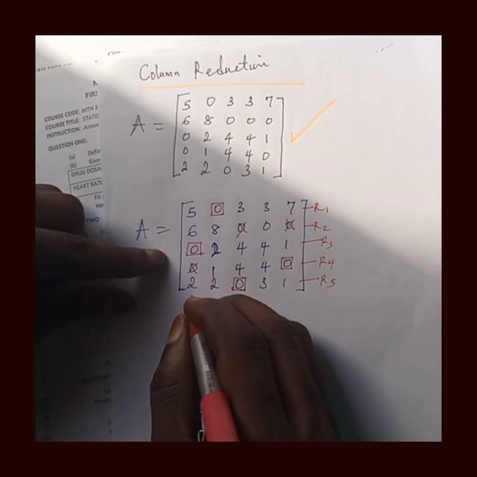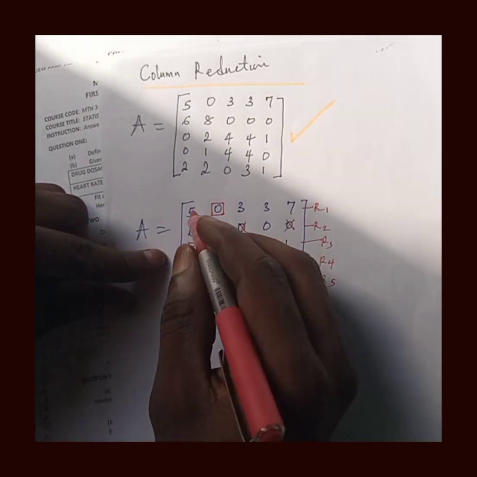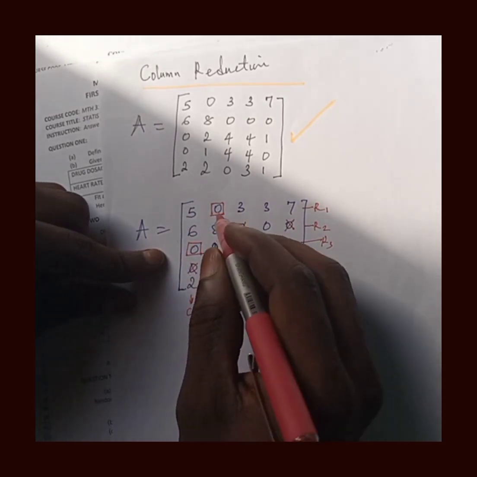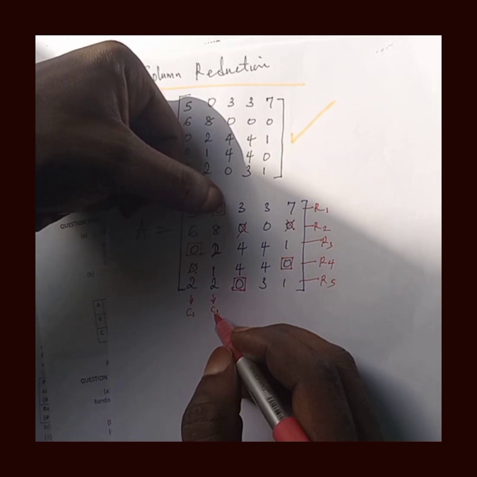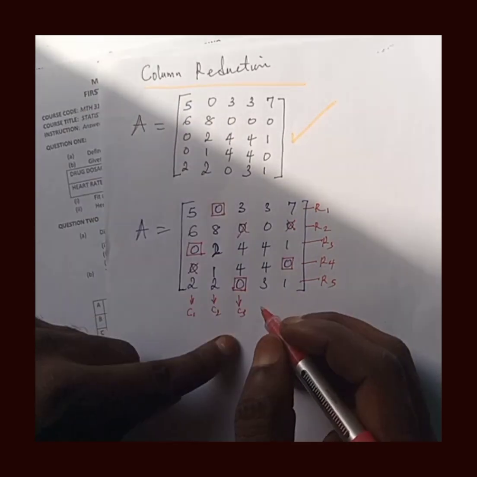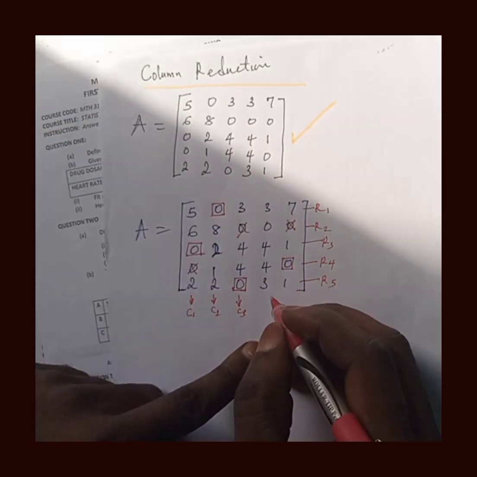So let's look at column 1. In column 1, do you have any 0? No. We move to column 2. Do you have any 0? No. The 0 there has been assigned. You move to column 3. Do you have any unassigned 0? No. We move to column 4.